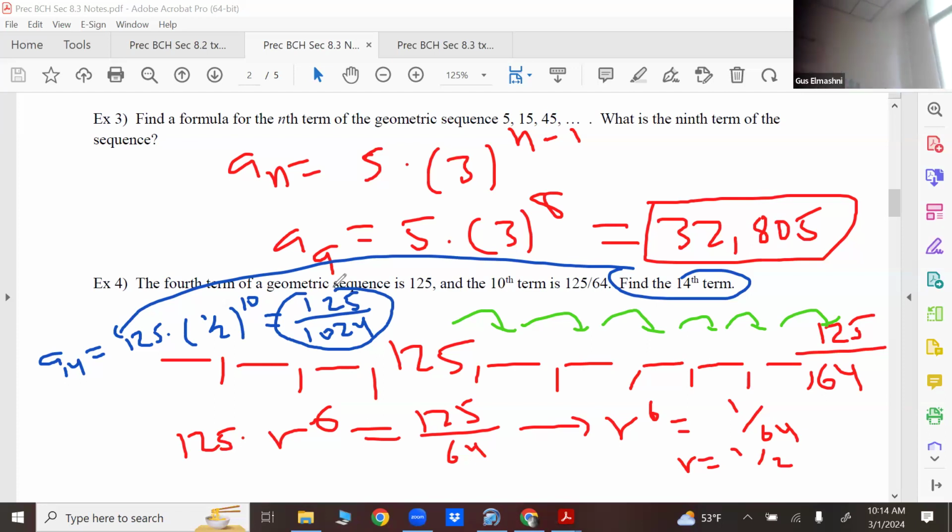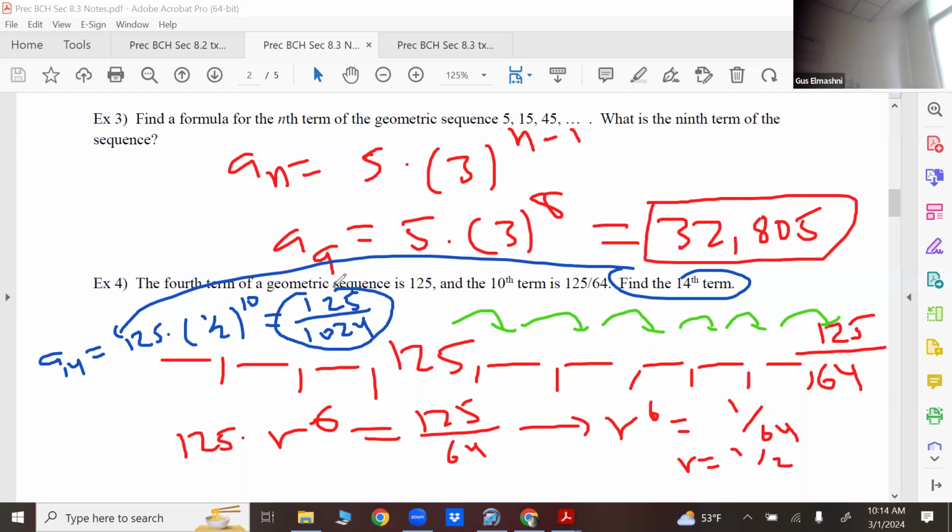Here's what I got. A sub n is 5 times 3 to the n minus 1 power. Obviously, you want the ninth term, so n is 9, 3 to the eighth power, and use the calculator. And then for the fourth term, that's a little more tricky, but not too bad. If you just visualize it, you don't have to do what I did. That's a little more labor intensive, but it helps you visualize it.